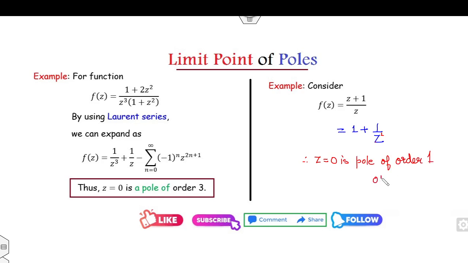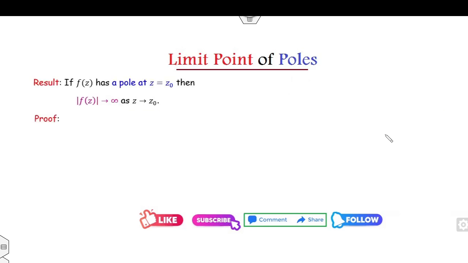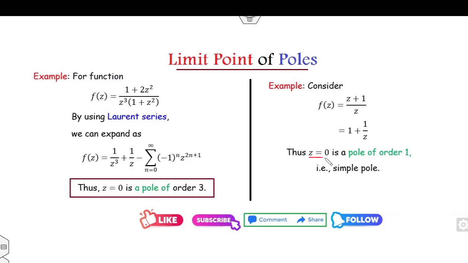Or a pole of order 1, we can also say z is equal to 0 is my simple pole. Whenever there is a pole of order 1, we call it a simple pole. And in this case, you can see that b1 is my 1, and b2, b3, and all the other values are my 0.